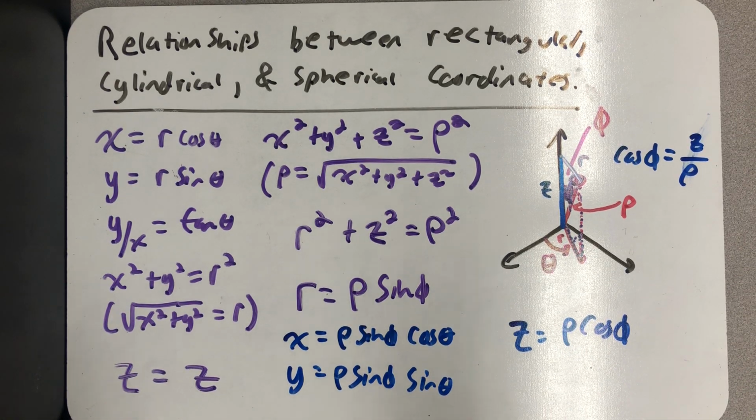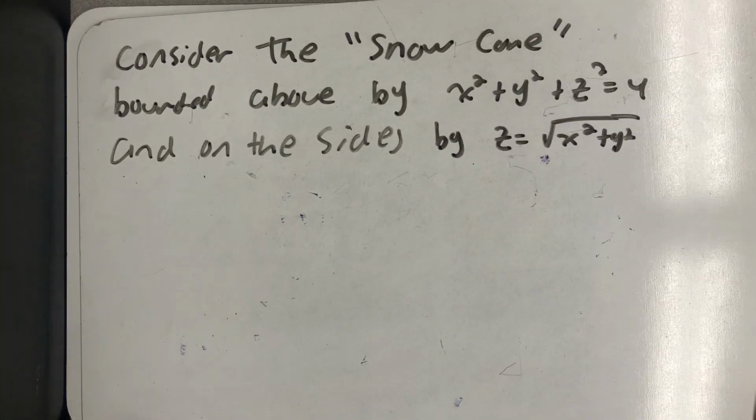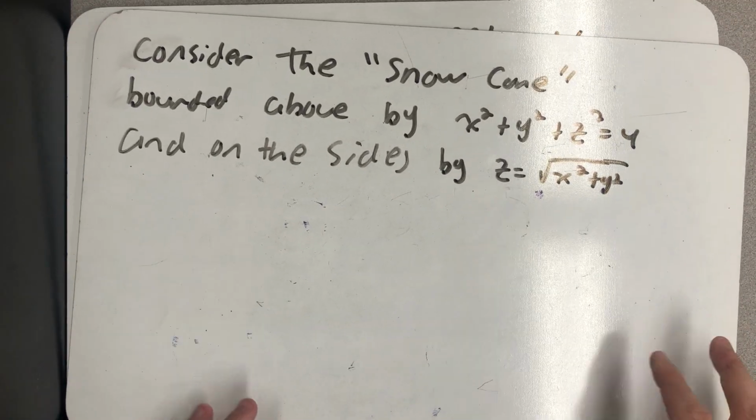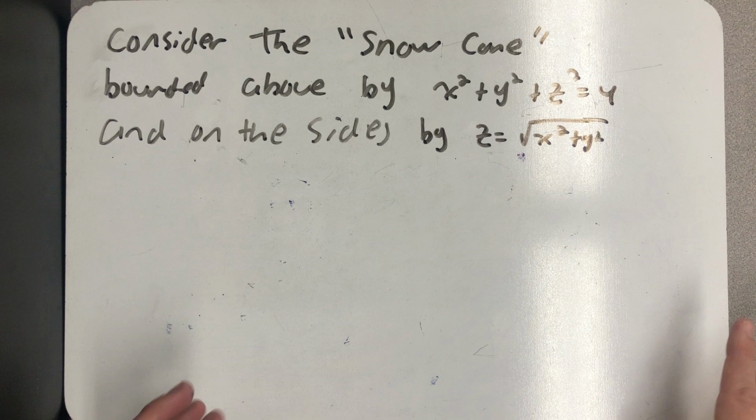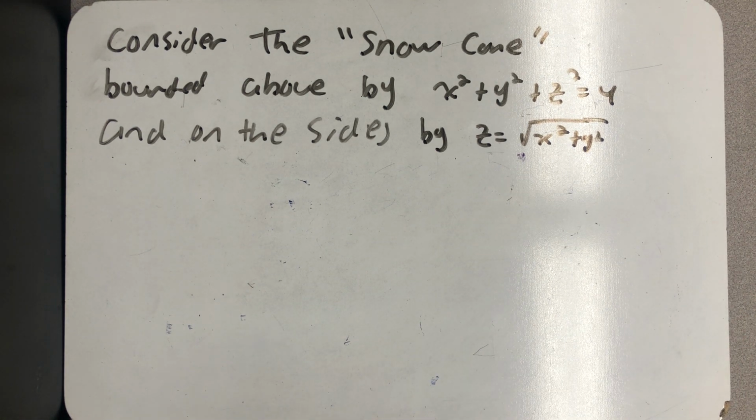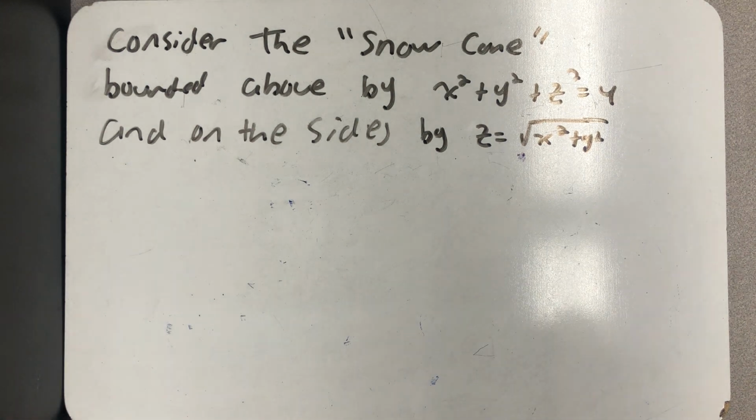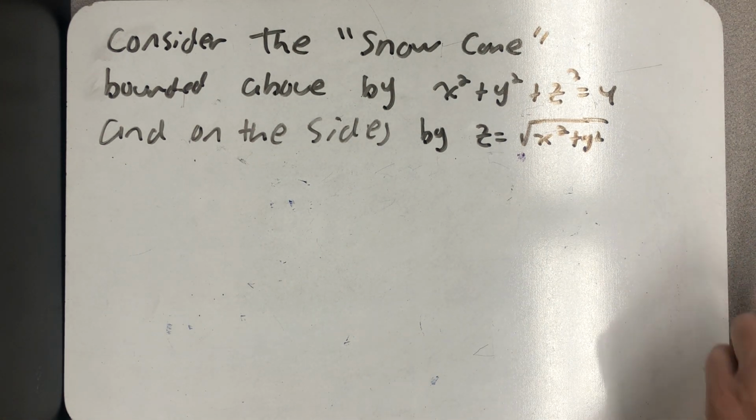Now that we have relationships between rectangular and spherical coordinates, and also cylindrical, but I want to focus on rectangular and spherical right now, I'd like to describe a region in space using spherical coordinates. So I'm asked to describe the snow cone in space bounded above by the sphere x squared plus z squared equals 4, and on the sides by the cone z equals the square root of x squared plus y squared.